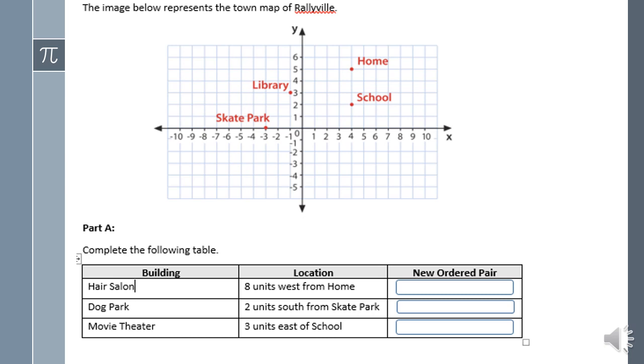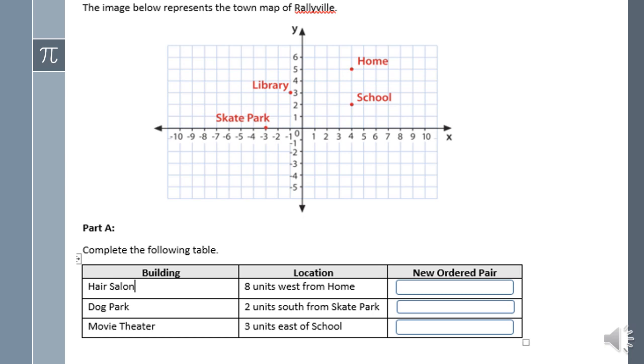So let me give a little bit more background. Let's say the mayor is building these new locations: a hair salon, a dog park, and a movie theater. And they tell you that the locations are these distances from what's already there, the current landmarks. So the home, the school, the library, the skate park. And you're trying to find the new ordered pair once you go to the new location, using the identification or the movement that's been given to you.